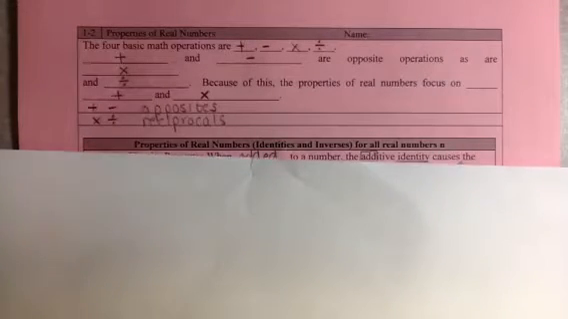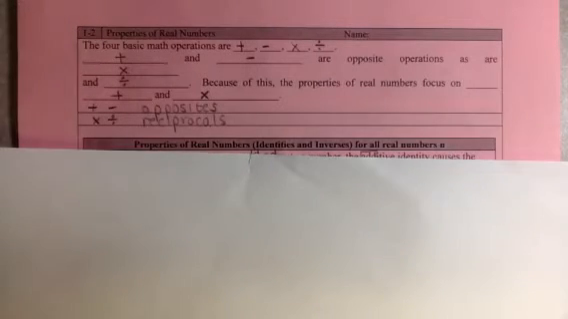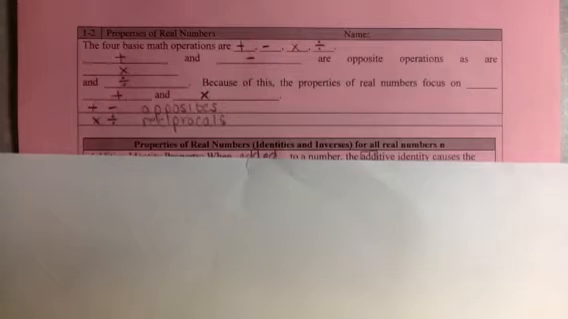Okay, so let's start with the properties of real numbers, the identities and inverses. And this is for all real numbers n. I mentioned that later in the year we'll get into the complex number system. So these properties don't always hold in another number system. So that's why we have to say that it's just for real numbers.